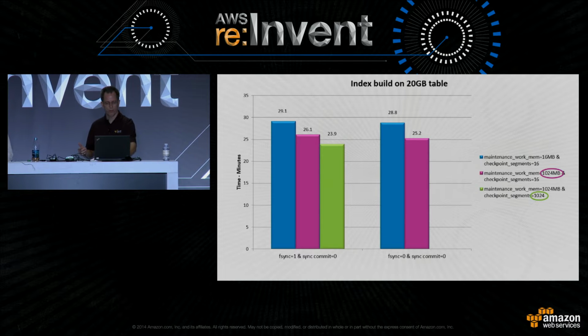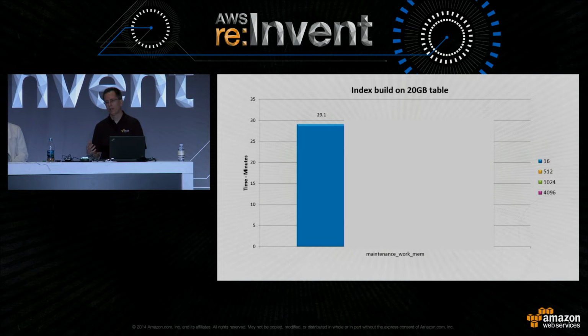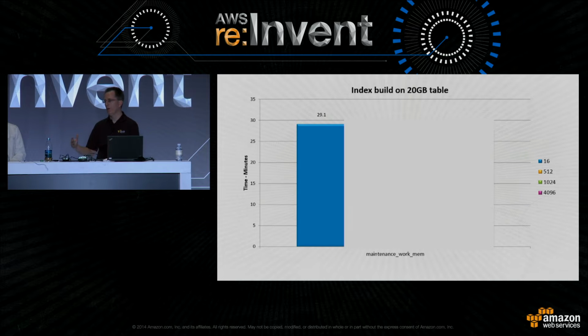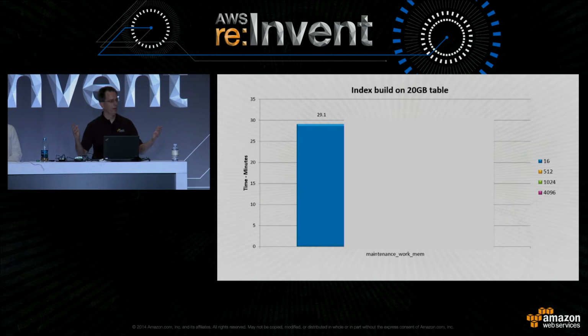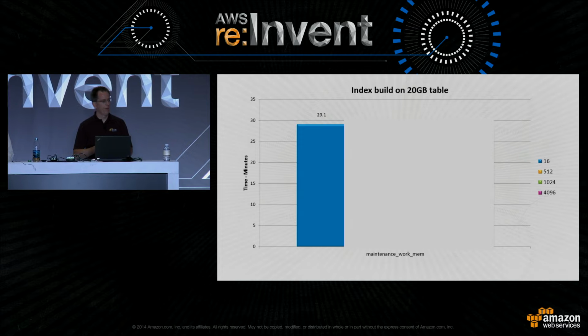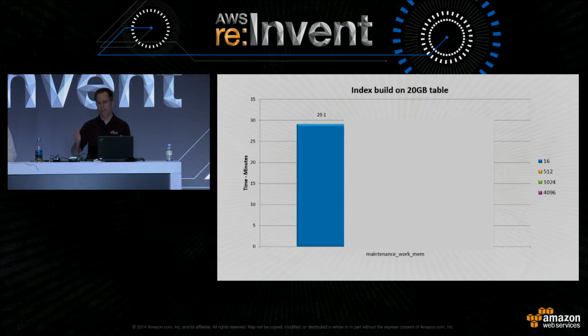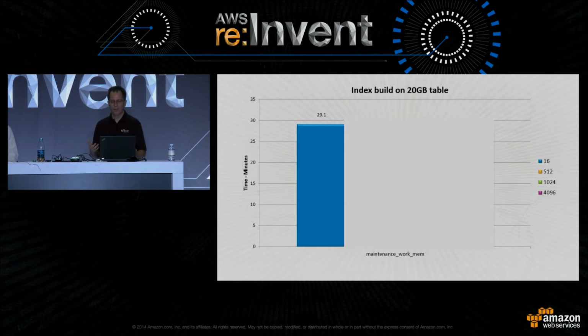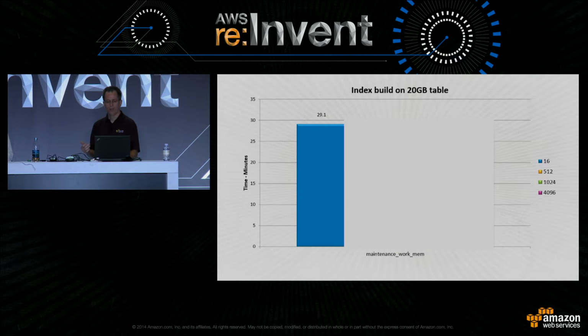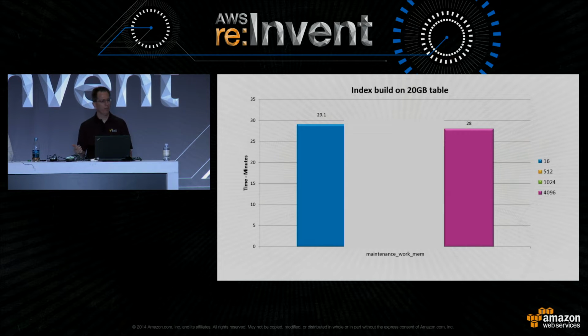It's very simple. I also get a lot of customers say, well, should I just set the parameters really large? I'm on a big box, I got 200 gig of RAM. Should I set my maintenance work memory to 100 gig? I don't know. So I ran this test where I did an index build on a 20 gig table. I started out with the default of 16 meg for the maintenance work memory, and you can see I got 29 minutes. When I increase it to 4 gig, I get a slight improvement, but I only got a minute back. It's kind of odd.